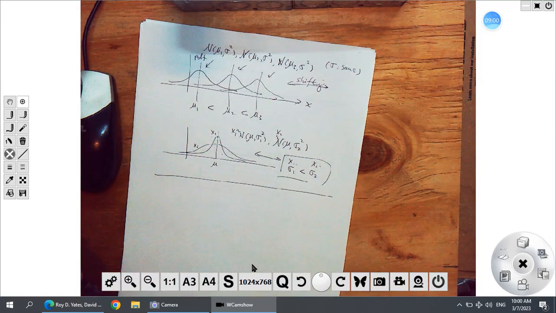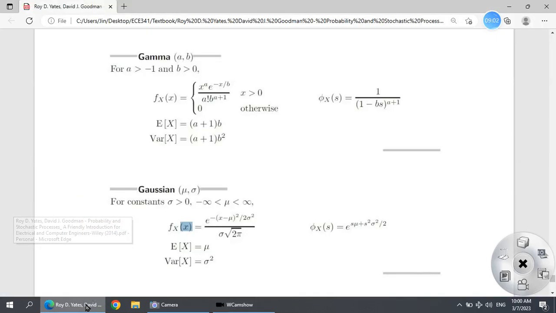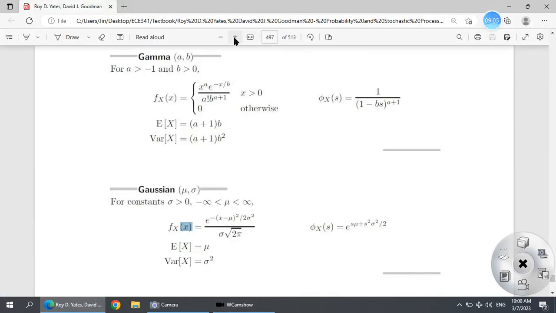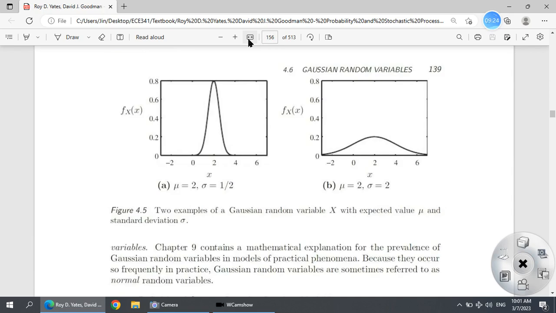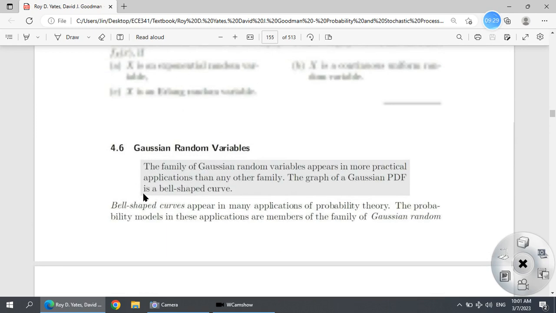You can also find this in the textbook, in the appendix. We also have a section about this. I already found it. It is on page 156. Okay, here. We have a whole section about the Gaussian random variable.